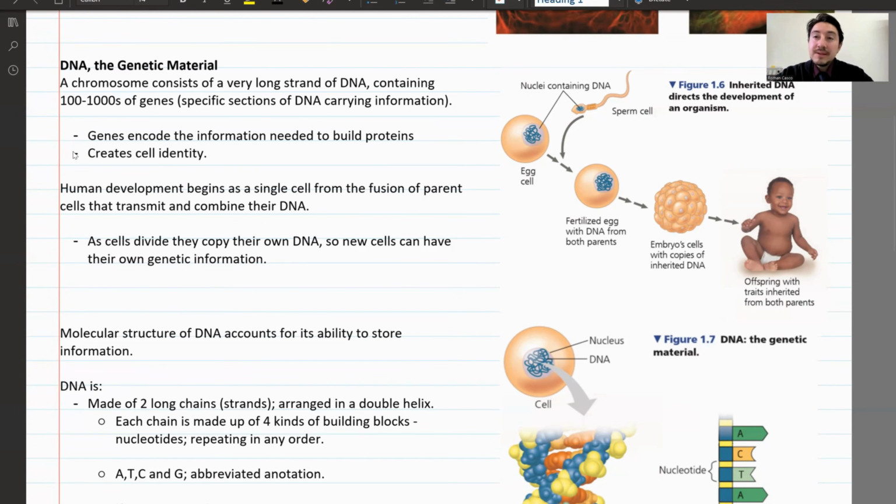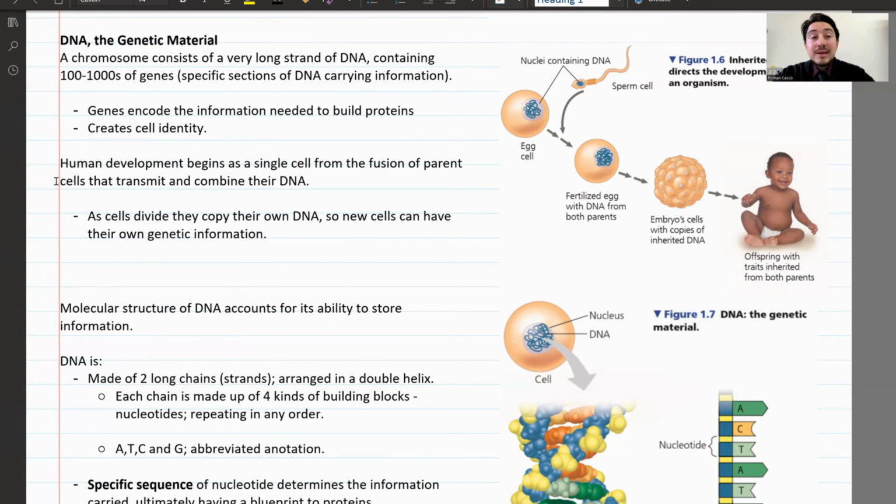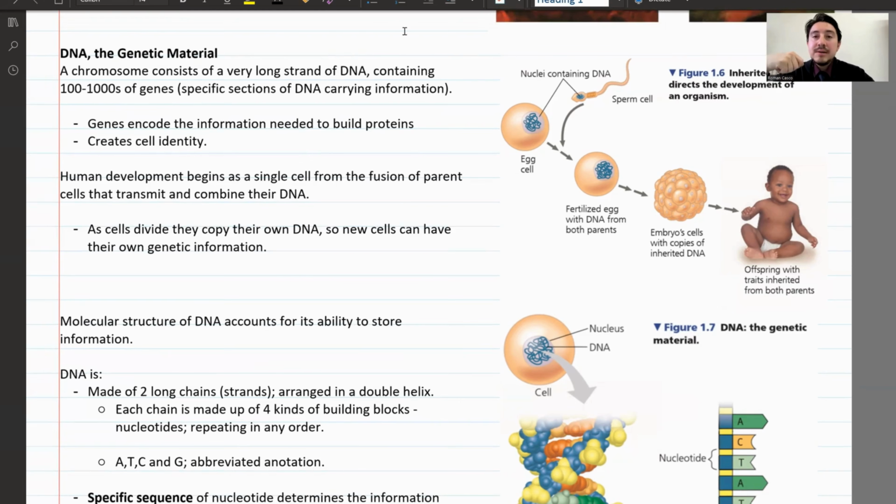And depending on how you use these genes, how you turn on some genes and leave off others, it gives a cell a certain identity. That's how we can distinguish and develop different types of cells. All right. So when we are first conceived, when an egg cell and a sperm cell undergo fertilization, here you have your fertilized egg, a new individual. It starts as one cell, but it contains all the genetic information in that one cell.